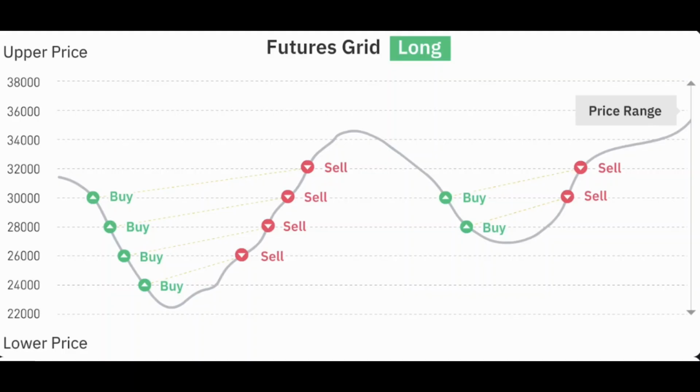Then we have Futures Grid. The Futures Grid bot is suitable for more experienced traders who are comfortable with high risk and have a solid understanding of futures trading. So that is it.